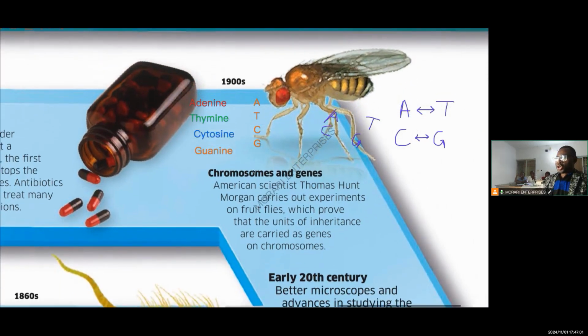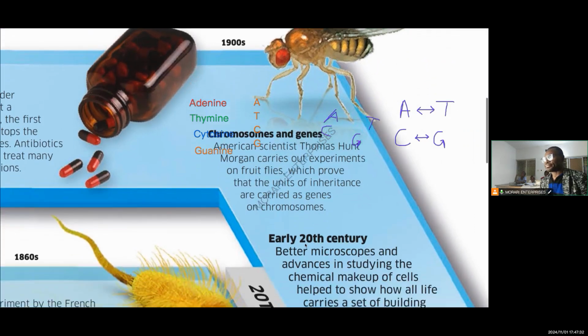Chromosomes and genes. How do you understand them? Genes live in chromosomes. Chromosomes themselves can be thought of as genes. American scientist Thomas Hunt Morgan carries out experiments on fruit flies, which prove that the units of inheritance are carried as genes on chromosomes. So very good. So chromosomes became a very important part, and chromosomes live in the nuclei of cells.